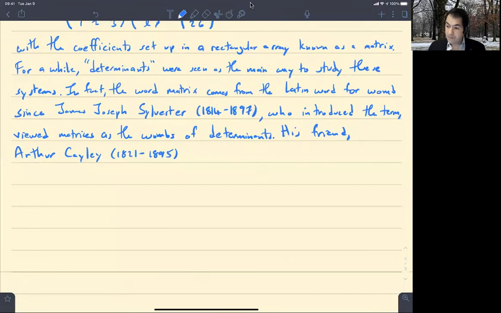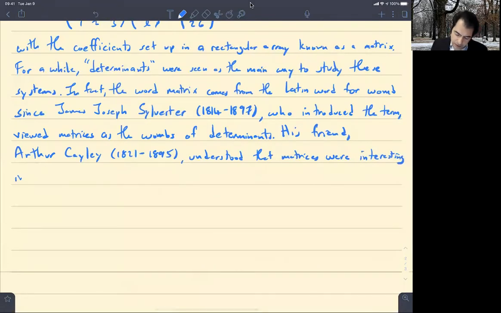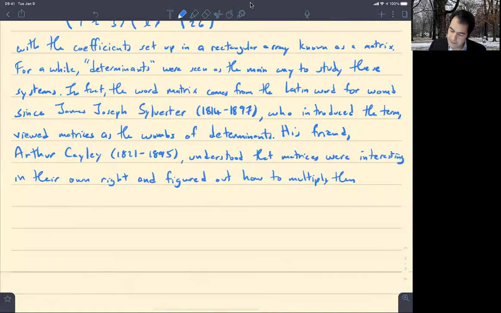But it was his friend Cayley that understood that matrices were interesting in their own right. So not just because you could use them to get determinants, and figured out how to multiply them and invert them, for example.